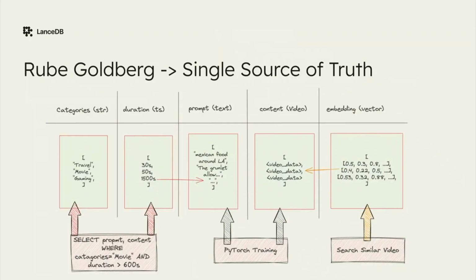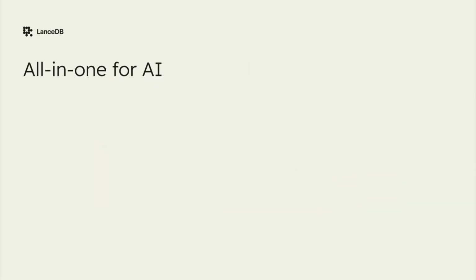So the result of this is by using the Lance format, you can go from this Rube Goldberg machine of single task systems to a simple single source of truth. So in one table, you can have metadata, you can have numeric and string and text data, you can have your large blobs like a video, and you can also have your embedding vectors. And you can run SQL workloads for the filtering, you can run PyTorch training by connecting it to a PyTorch dataset or data loader, and you can run a vector search and similarity search on top of that if you've generated a vector index.